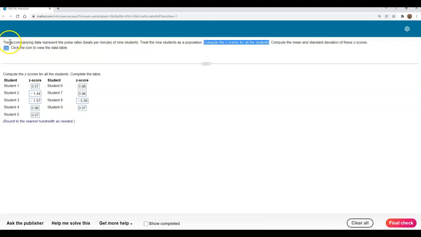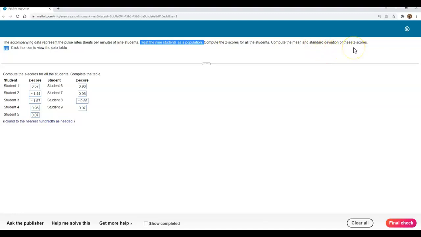that it tells you a little bit of information about the data, and the information it tells you is really important. So the data represents the pulse rates of 9 students, but this is the important line. Treat the 9 students as a population. And that's important because the calculation for standard deviation is different if it's a sample or a population.